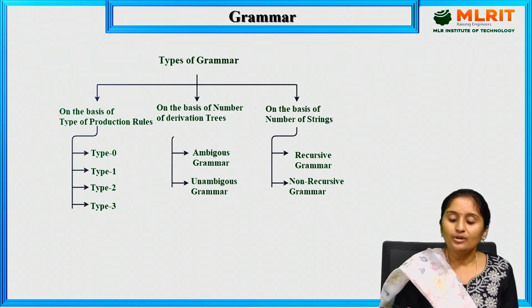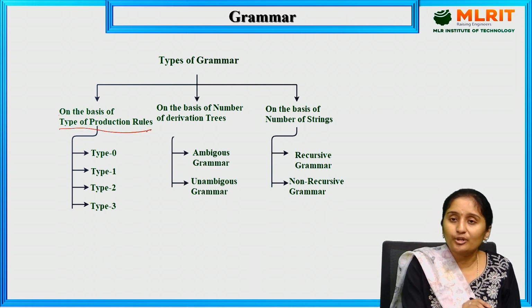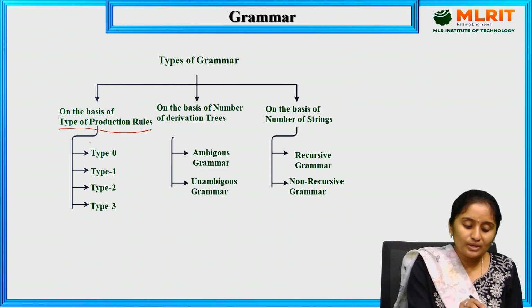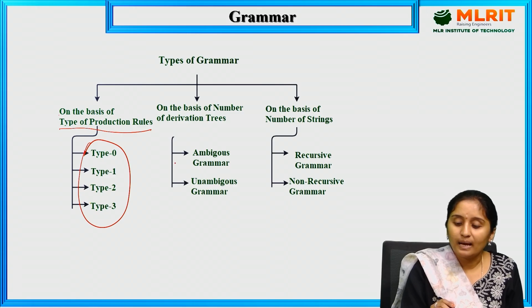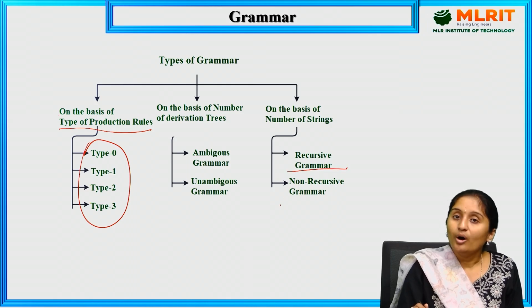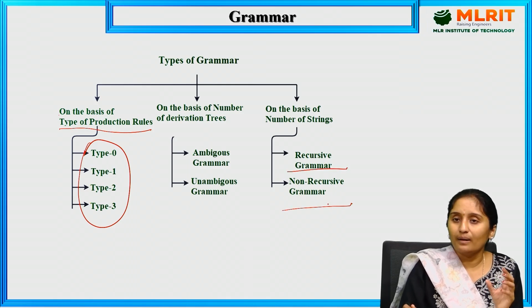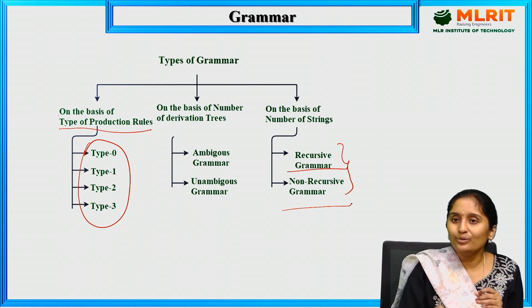There are different types of grammars. One is the types of production rules by applying Chomsky rules, where the classes are divided into four: type 0, type 1, type 2, and type 3. The next is derivation trees, ambiguous grammar and unambiguous grammar. We can also classify on the basis of the number of strings, as recursive grammar or non-recursive grammar. By looking at the production rule, we can tell whether we can generate an infinite or a finite number of strings, which will be discussed with recursive and non-recursive grammar.